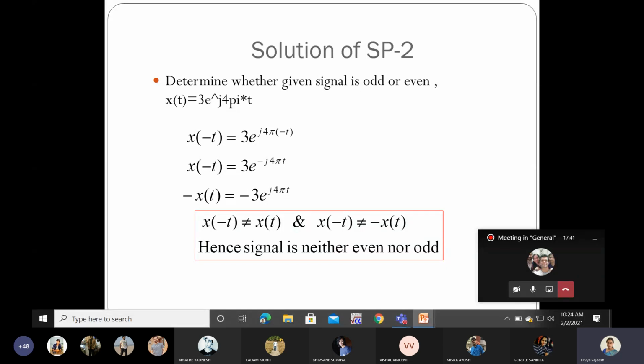So as per the condition to check odd and even, x of minus t should be equal to x of t for the signal to be even, and x of minus t should be equal to minus x of t for the signal to be odd. None of these two conditions are met, so the signal is neither even nor odd. This also most of you have done.